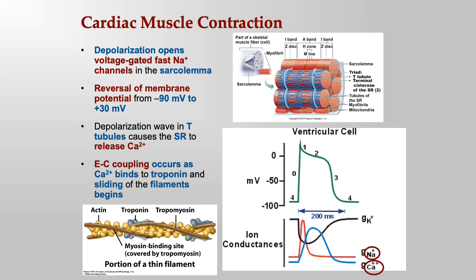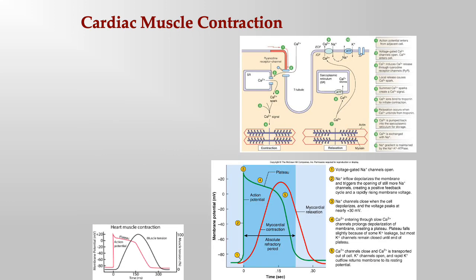the depolarization causes the voltage-gated fast sodium channels to open. They depolarize the membrane. That depolarization wave goes down the T tubules, causes the opening of calcium, and calcium works just the same way in heart as it did in skeletal muscle. Okay, continuing. The depolarization wave also opens slow calcium channels in the sarcolemma.